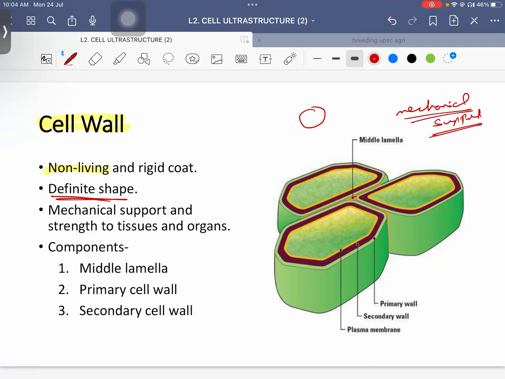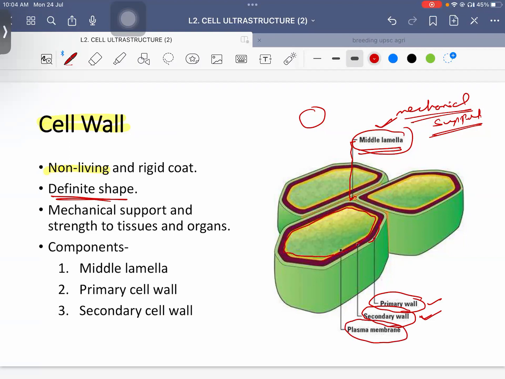Here you can see the first layer inside. This is called the middle lamella or the cementing agent. It is like the cement we add when we build with bricks. Next we have the primary cell wall, then the secondary cell wall, which is thicker. This is less thick, this is more thick. We'll study them now. Last we have the plasma membrane, which is the innermost.